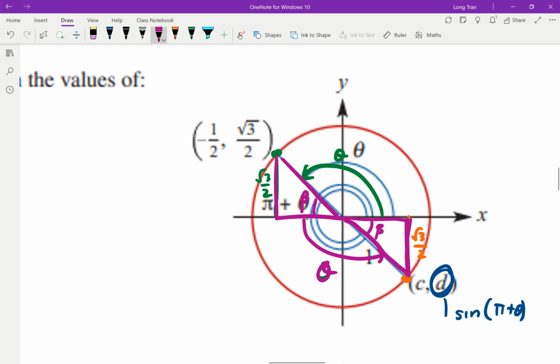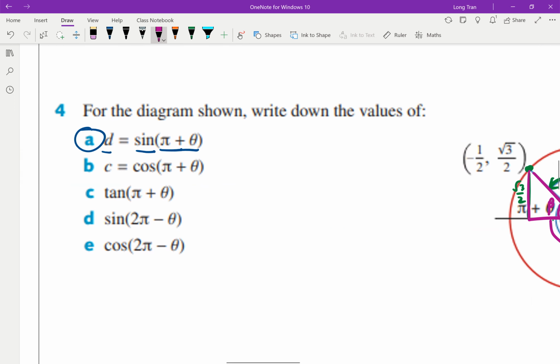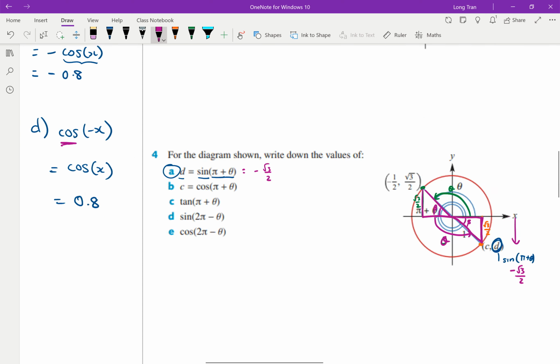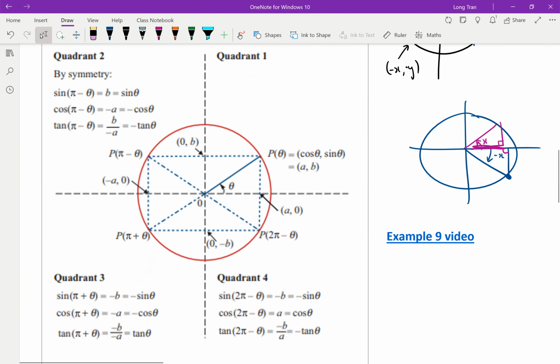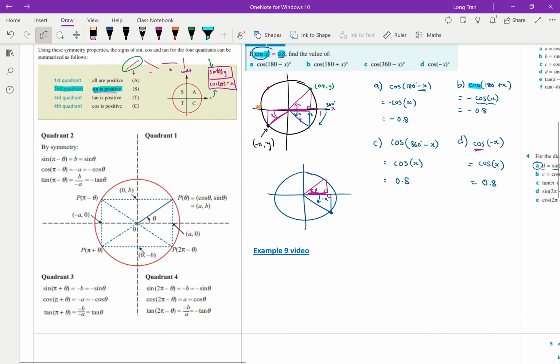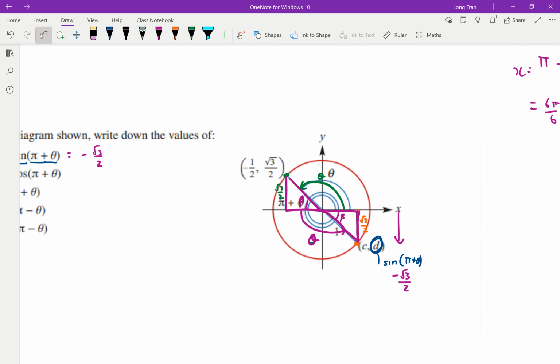So I know that d has to be root 3 on 2, but the difference is it's in the negative region. The y value is negative, true? So it's negative root 3 on 2. So d has to equal negative root 3 on 2. All right? Now I know that there's another method to doing this. You can memorize the chart over here. I'm not all for memorizing. You could do sine of pi plus theta is equal to negative sine theta, and that might have helped you. For me, it's about understanding the unit circle, which is what I encourage you to do.